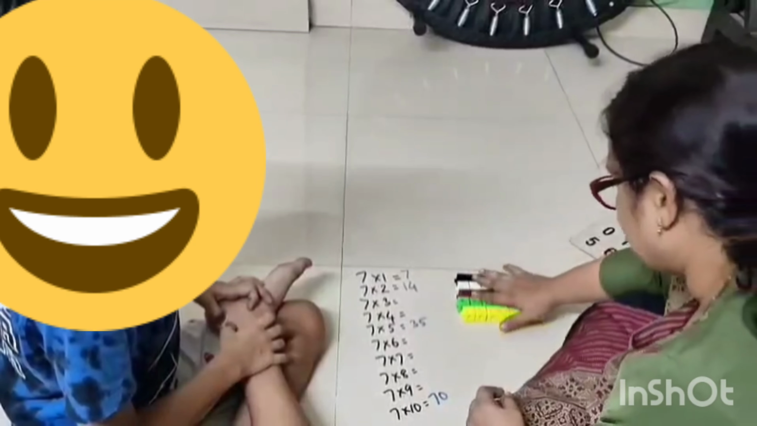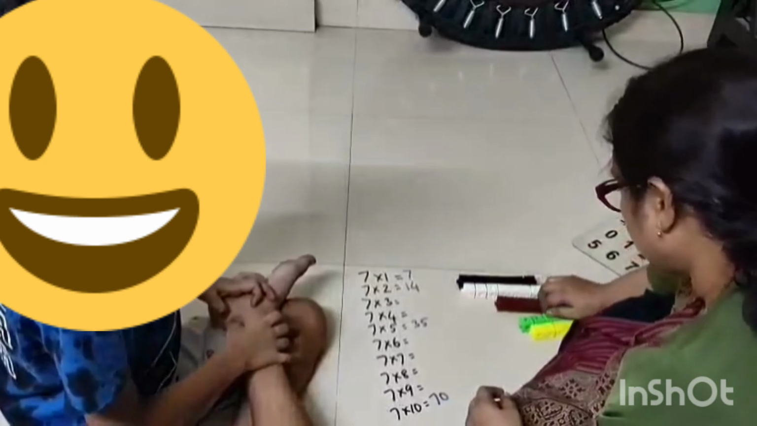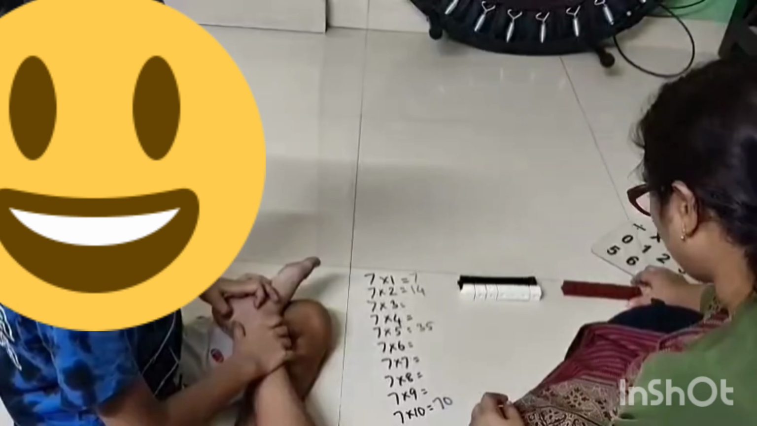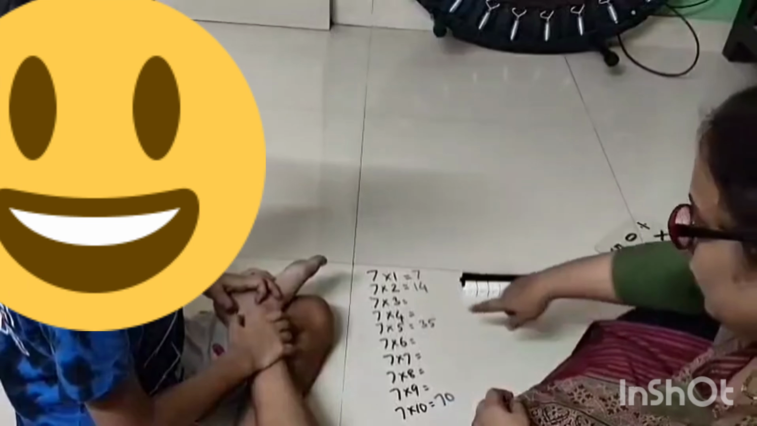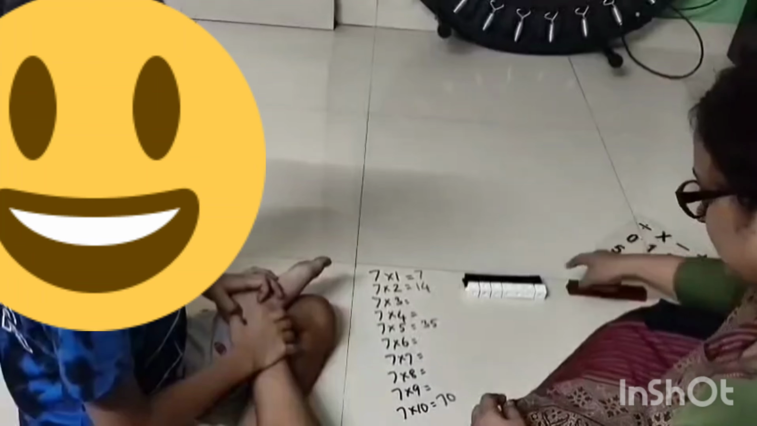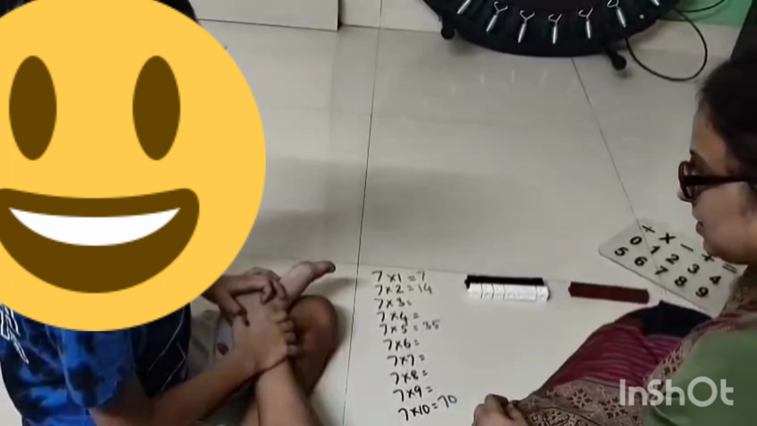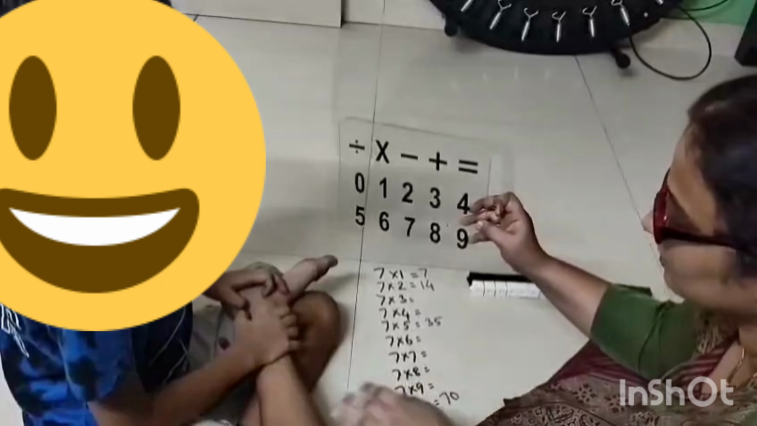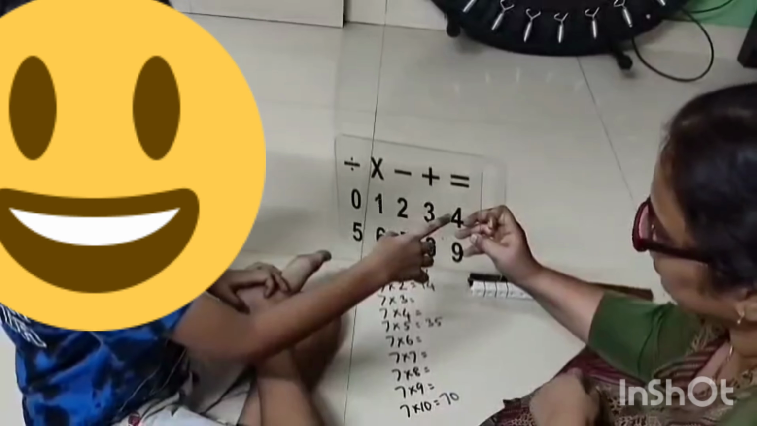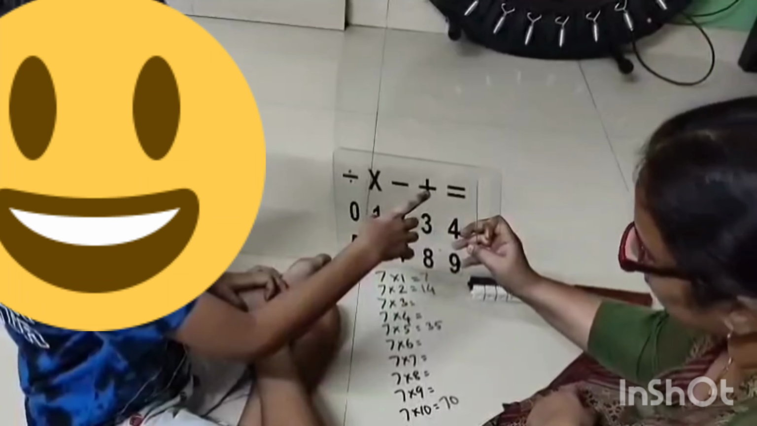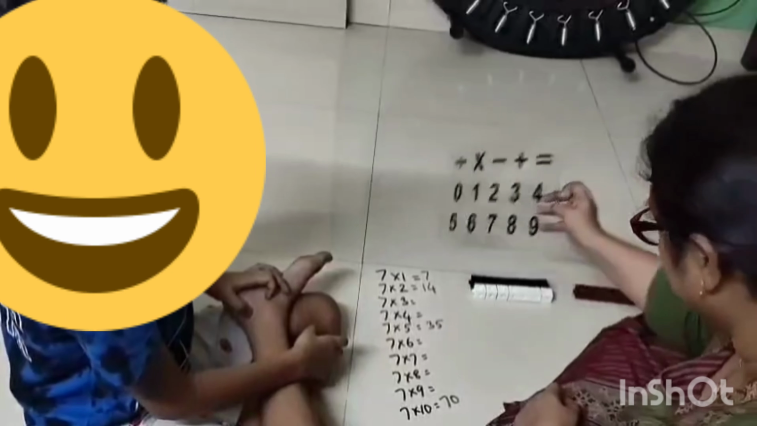So let's start with 7 into 3. So we have 7 into 2. We have 7 into 1. So what is 7 into 3, Shriram? This and this. Can you combine? What should you do with both of them? 7 into 3. You should add them. So 14 plus 7.